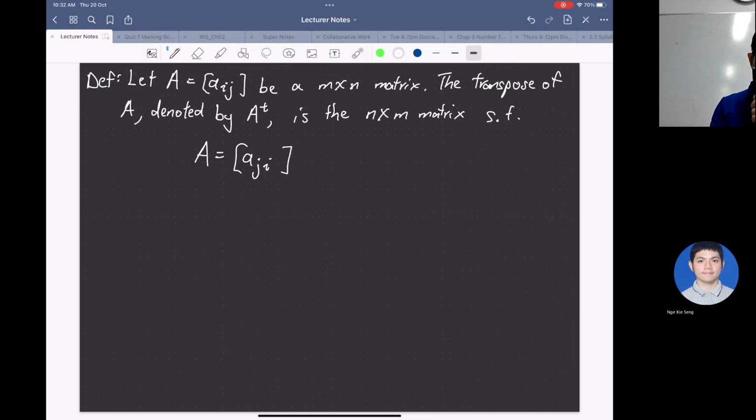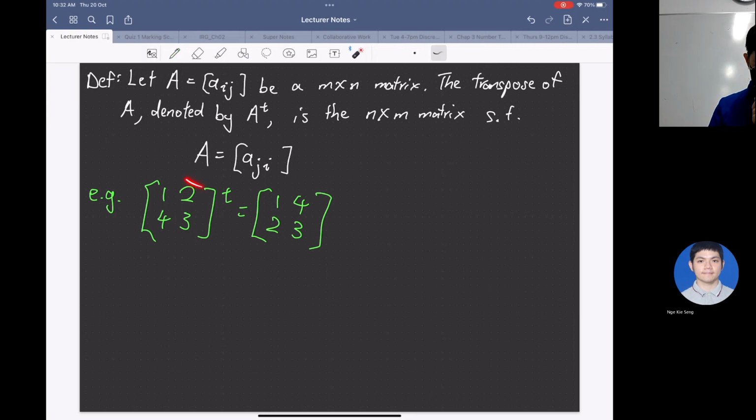So you swap the columns and rows. Maybe an example will make this really clear. For example, if you want to swap 1, 2, 4, 3, you will get 1, 4, 2, 3. So you turn the rows into columns. Okay, this is the transpose.